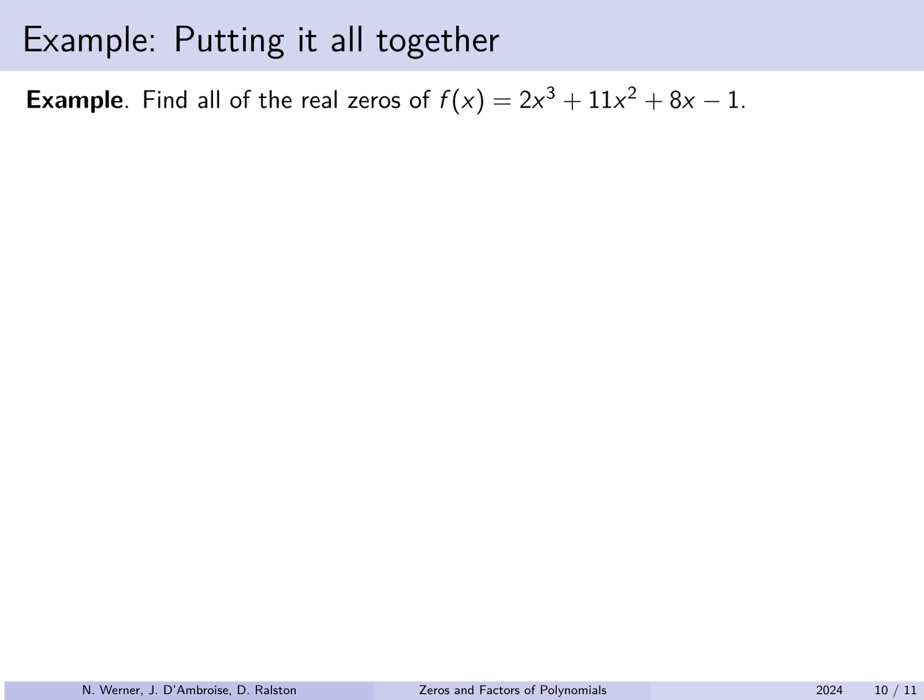So we're going to conclude with an example where we put all of these things together. Let's find all of the real zeros of the cubic polynomial f of x equals 2x cubed plus 11x squared plus 8x minus 1. Because we have something larger than degree 2, we're going to start with the rational roots theorem. That only applies when all of the coefficients are integers. The coefficients are 2, 11, 8, and negative 1, all of which are integers.